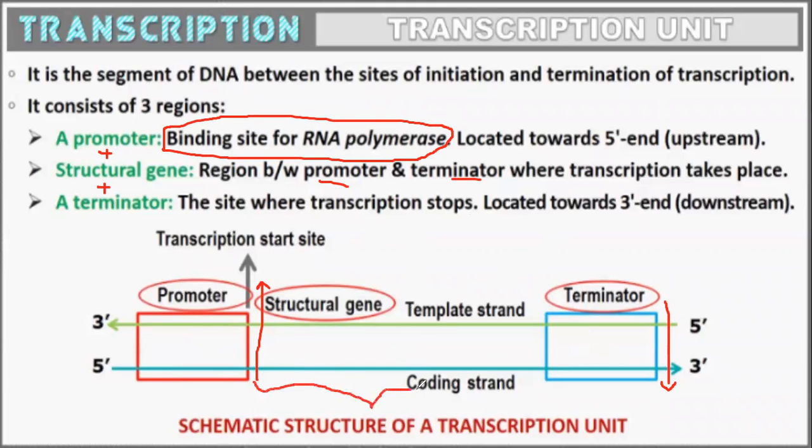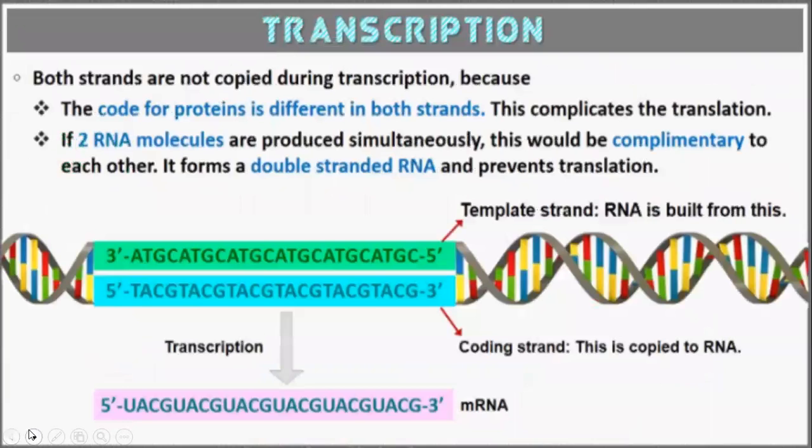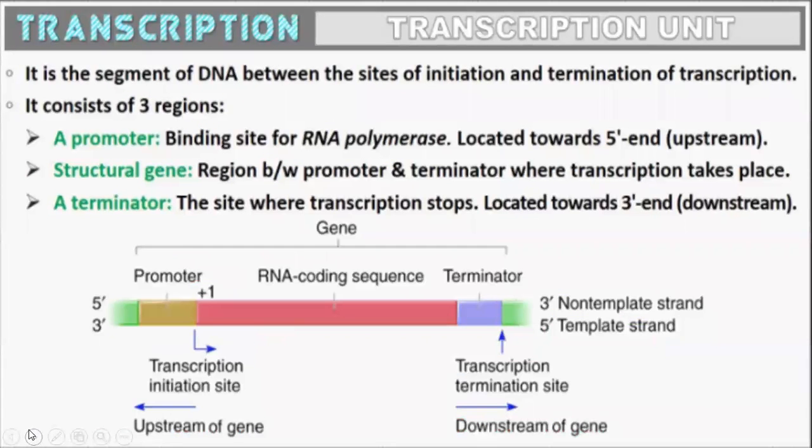Transcription takes place in the region between promoter and terminator, and that is known as structural gene. And this terminator is the site where transcription stops. Transcription stops at the region of termination. Okay, is that clear?